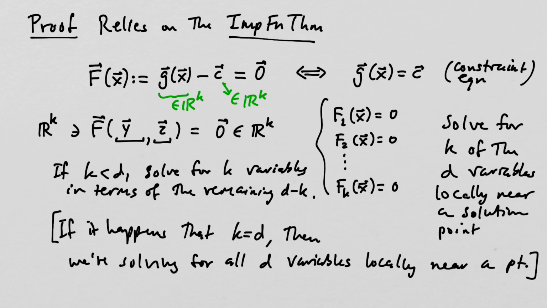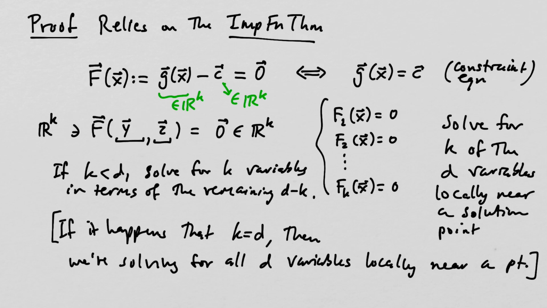But you see, in the case when k happens to equal d, then you have 0 parameters left, because you're actually solving for all of the variables locally. So then you'll just have a unique solution point in a neighborhood of... well, you already have a solution point. You have a special solution point in a neighborhood of which you are solving. So anyway, we'll see how that plays out later on.